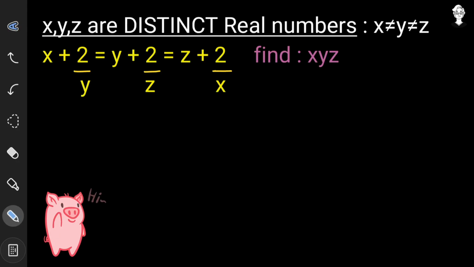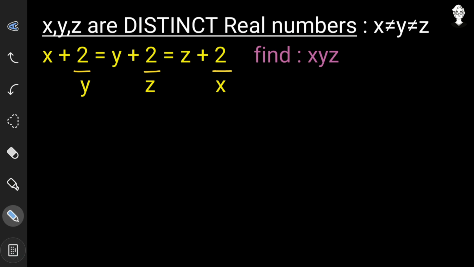So today we have a nice algebraic problem. We have an equation given, that is x plus 2 upon y equals y plus 2 upon z equals z plus 2 upon x, and the variables used over here, that is x, y and z, are distinct real numbers, which simply means that x, y and z are real numbers and they are not equal to each other. And now using this particular data, we have to find the value of x into y into z.